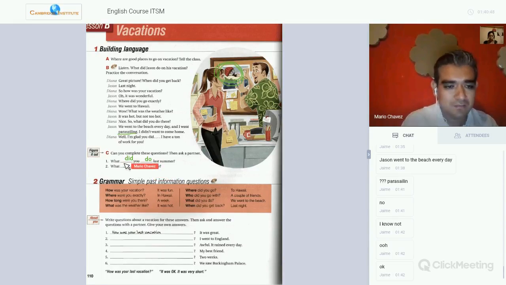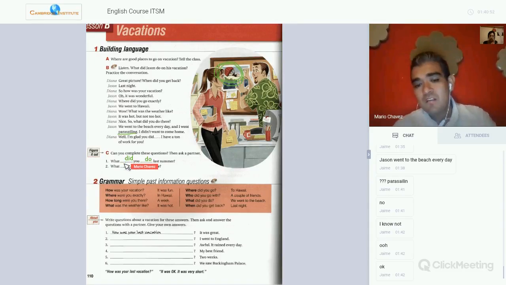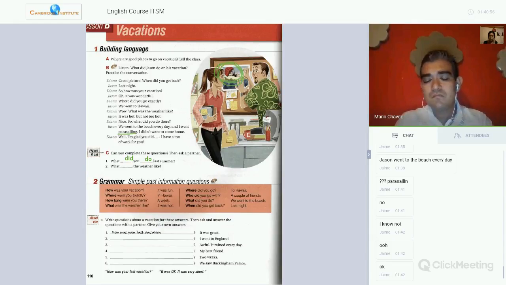What do you think? What is the weather like? What is the weather like?